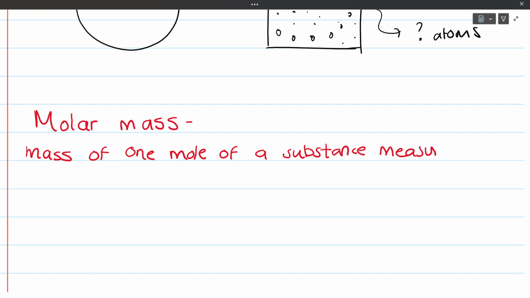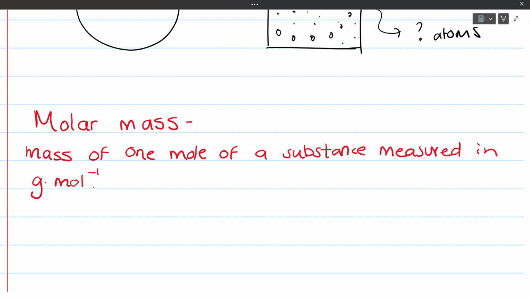measured in grams per mole. Okay, so it's a very short definition. The easiest way to understand what this is in your head is like someone took the substance, they put it on a scale, and they measured the molar mass. Okay, so grams per mole. And we're going to see how we get this number. We have to use an equation to get to it.